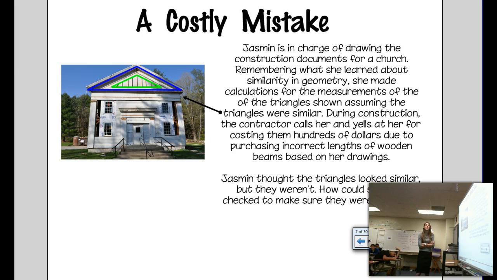A costly mistake. Jasmine's in charge of drawing the construction documents for a church. Remembering what she learned about similarity in geometry, she made calculations for the measurements of the triangles shown, assuming the triangles were similar. During construction, the contractor calls her and yells at her for costing them hundreds of dollars due to purchasing incorrect lengths of wooden beams based on her triangles. Jasmine thought the triangles looked similar, but they weren't. How could she have checked to make sure they were similar?